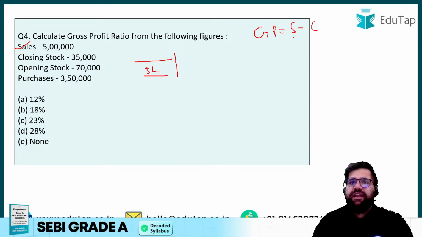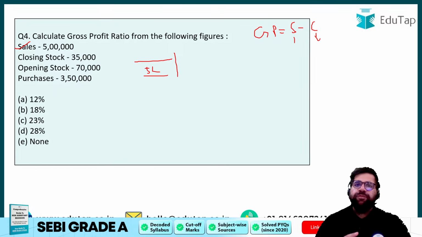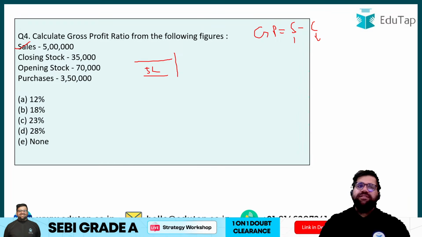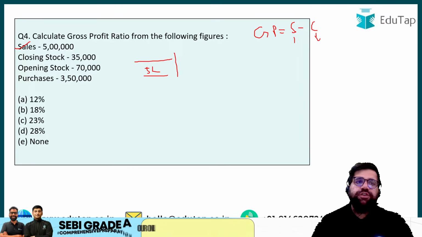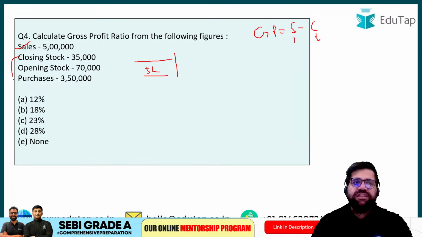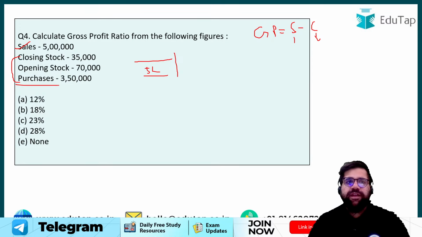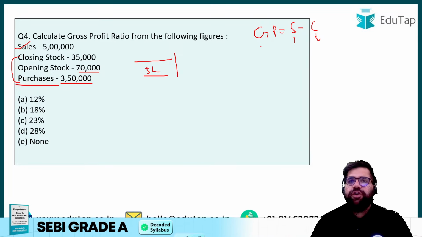Now, sales is directly given to you as 5 lakh. For cost, COGS, again you have to apply a formula: opening stock plus purchases plus direct expenses minus closing stock. This is the formula of COGS, right? So your closing stock, opening stock and purchases will be used for calculating COGS. Try to do the mathematical equation: 3,50,000 plus 70,000 minus 35,000. This will be your COGS figure, and whatever COGS figure comes, you have to deduct it from sales and then you will get your gross profit.